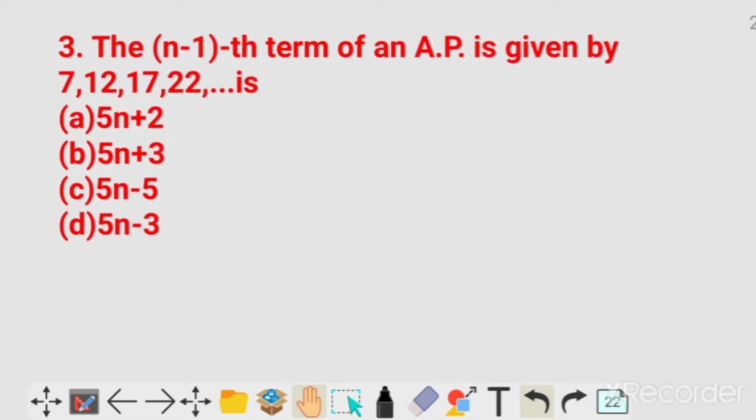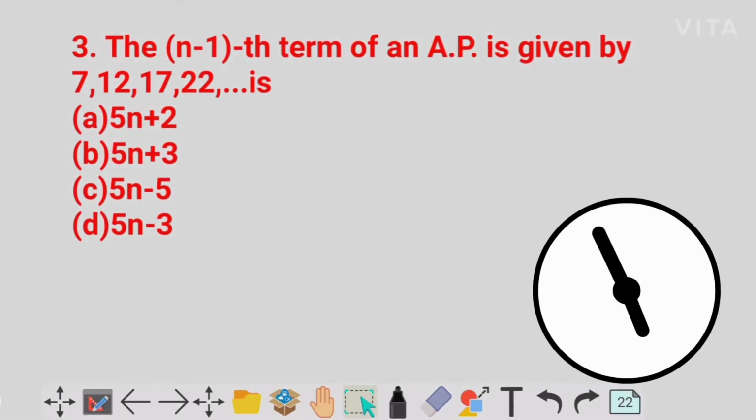So third question is, the n minus 1th term of an AP is given by 7, 12, 17, 22 ... is. So the series is 7, 12, 17, 22 and you have to find out the n minus 1th term of this AP series. And the options are 5n plus 2, 5n plus 3, 5n minus 5 and 5n minus 3. And your time starts now.